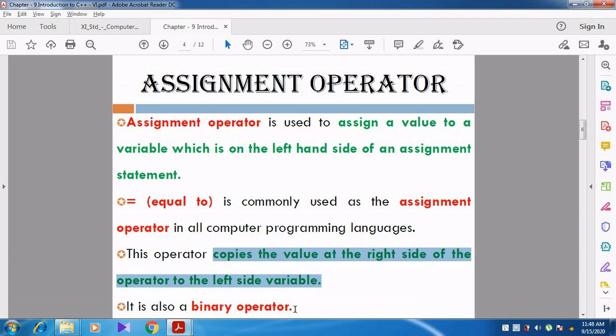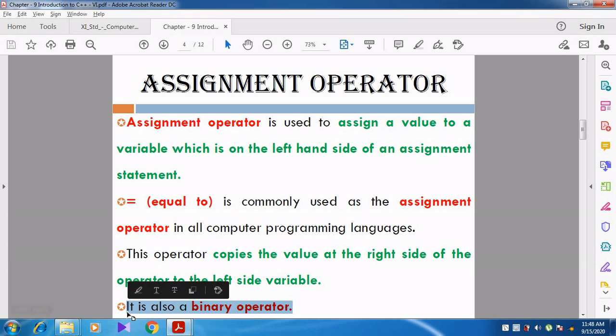And then this is a binary operator. How do we say that it is a binary operator? A binary operator requires two operands. So there are two operands: one operand is on the left hand side and another operand is on the right hand side.